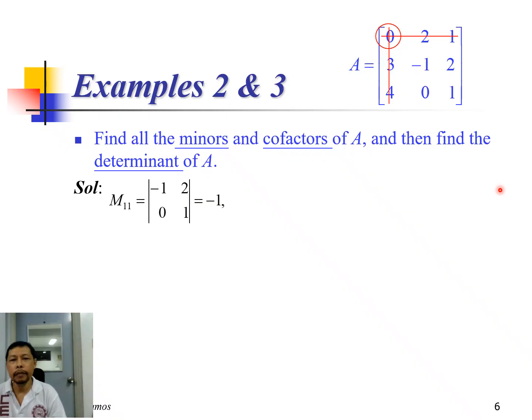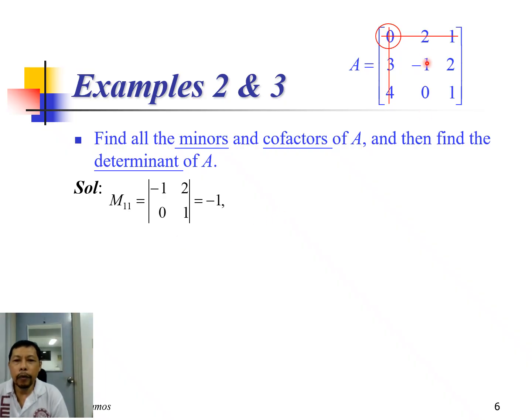So for the element A11, the minor of element A11 is equal to the determinant of the remaining matrix after deleting the row and the column to which the element belongs. Since element A11 belongs to row 1 and column 1, remove that, and what will remain are these elements. So M11 is equal to the determinant of negative 1, 2, 0, 1. Cross multiplying, or adding the products of the elements in the diagonals, we have negative 1. So the minor of this element is equal to negative 1.